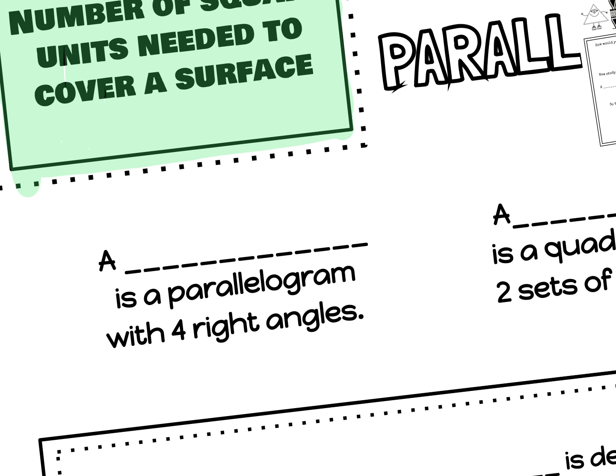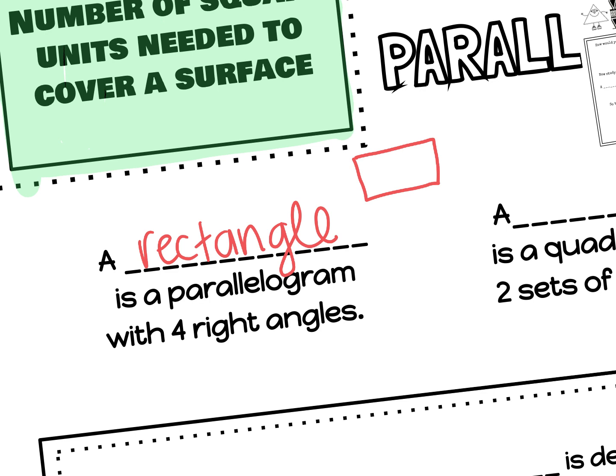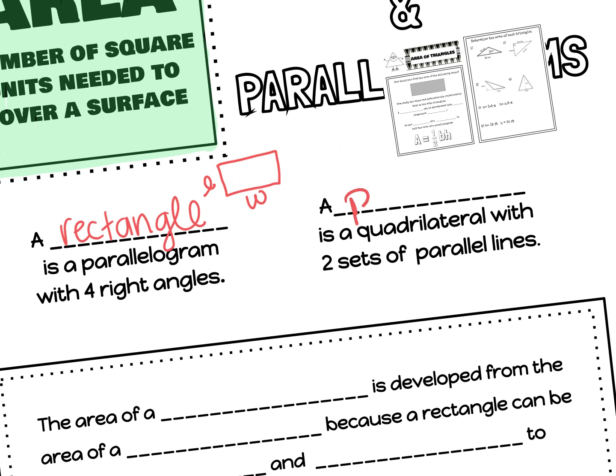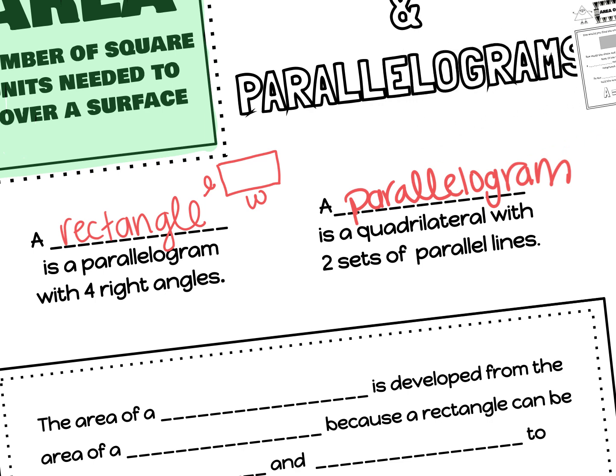Let's see, let me get another color. A rectangle is a parallelogram with 4 right angles. And I think you remember from elementary that you could just do length times width. A parallelogram is a quadrilateral with 2 sets of parallel lines.